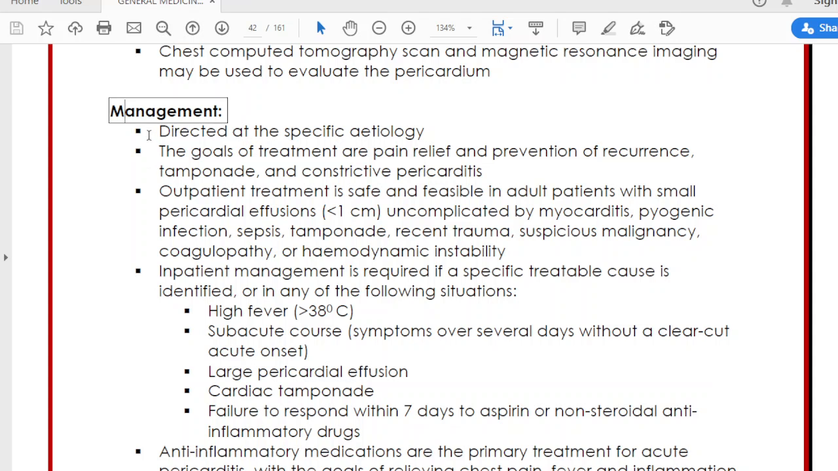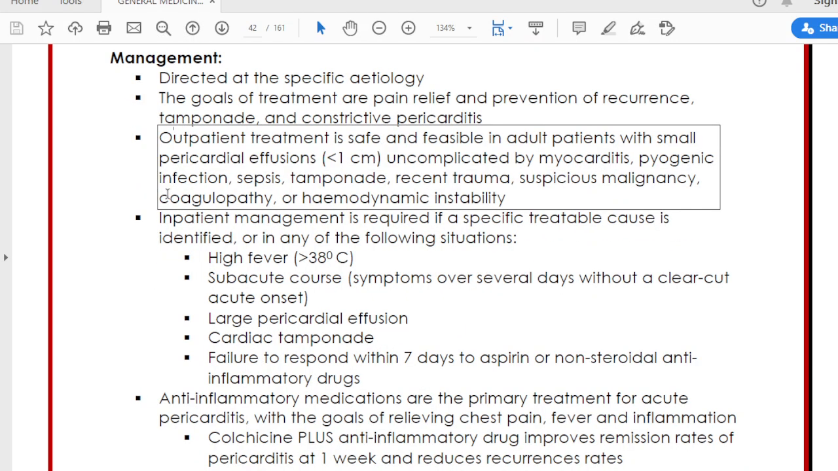Management. Directed at the specific etiology. The goals of treatment are pain relief and prevention of recurrence, tamponade, and constrictive pericarditis. Outpatient treatment is safe and feasible in adult patients with small pericardial effusions, less than 1 cm, uncomplicated by myocarditis, pyogenic infection, sepsis, tamponade, recent trauma, suspicious malignancy, coagulopathy, or hemodynamic instability.